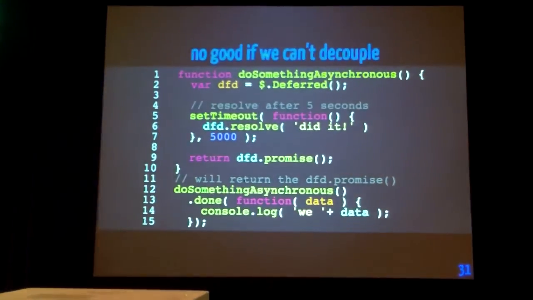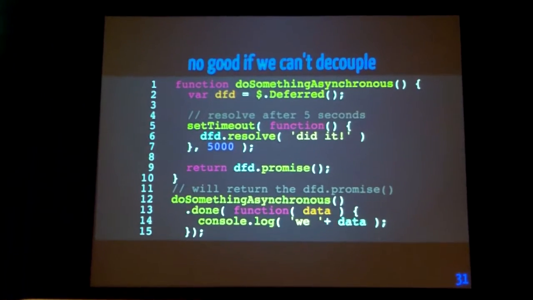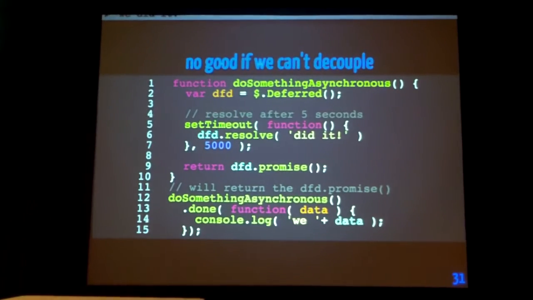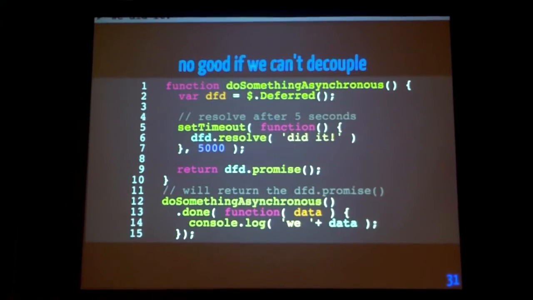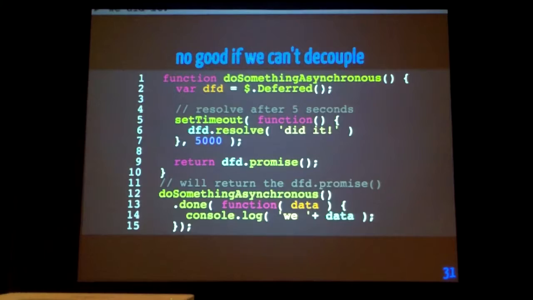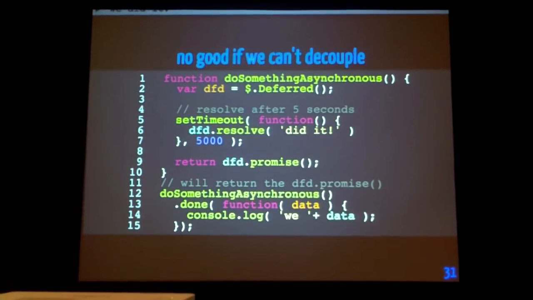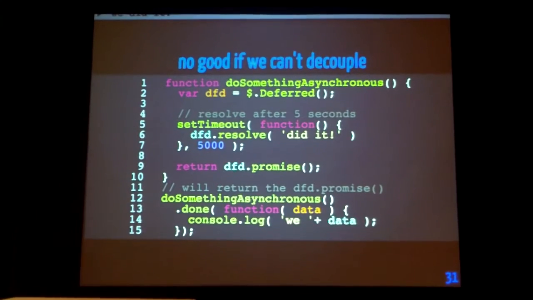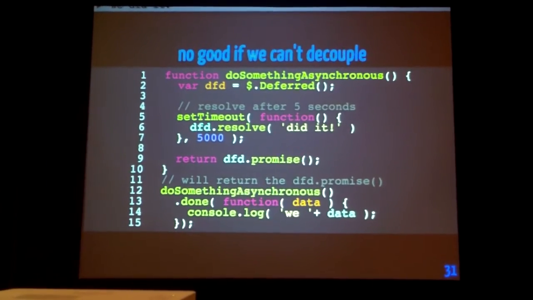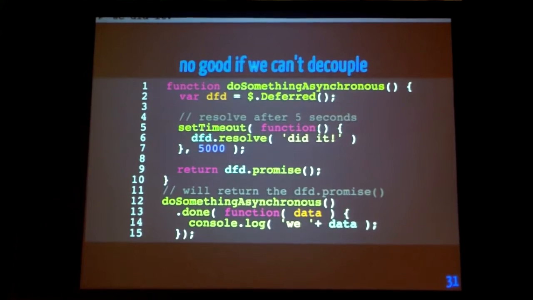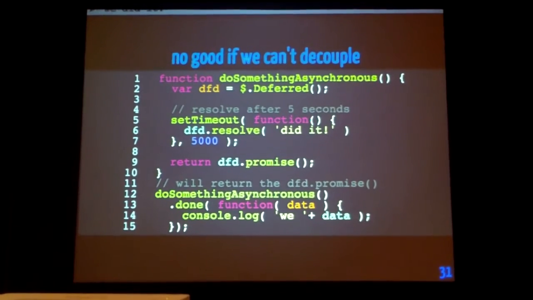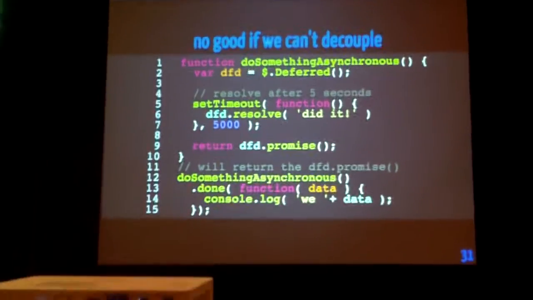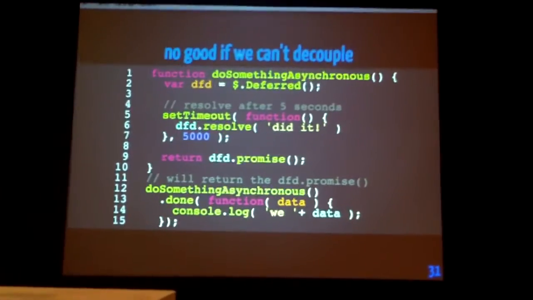Let's get into more goodness. Okay, here we go. So in this case, I'm going to resolve the deferred after 5 seconds, so lines 5, 6, and 7. And that resolution is going to affect the state of the deferred. Now, what I'm returning in line 9 is basically a public copy of the deferred. So it doesn't have things like resolve and reject. It has just then, always, done, fail.